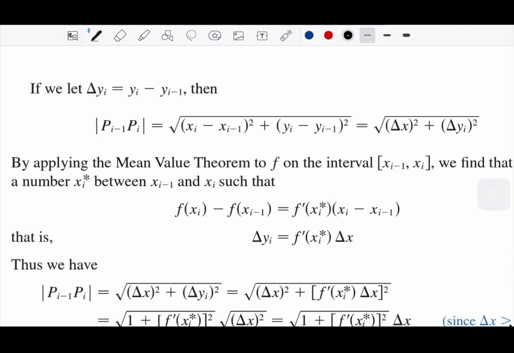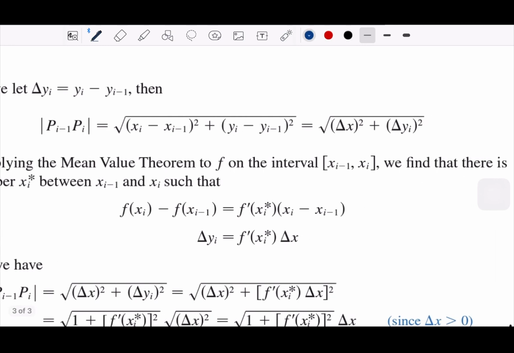We call this number xi with the asterisk. This number is in between xi minus 1 and xi. And we could rewrite this, or if you would like to start with the gradient, it is delta y over delta x. Of course it's approximately, right, and this will be f prime. If you would like to write with y, it's okay, or if you would like to write with xi, it's okay.